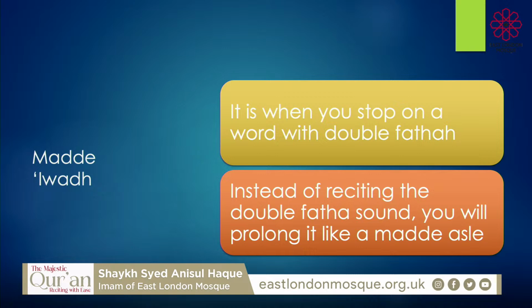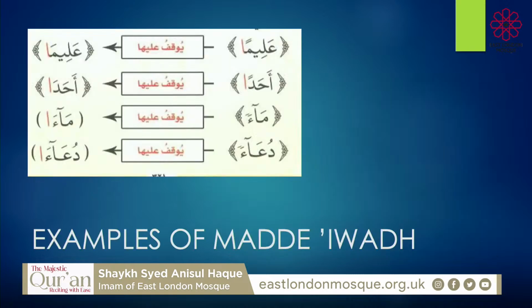وَالْعَادِيَاتِ ضَبَحًا. If you were to continue, you'll see that there's the double fatha there. ضَبَحًا, and then you carry on. But this double fatha, when you stop on it, is going to be changed into a short mad of 2 counts. This is called madde عوض. Okay? طيب. We got examples. إِنَّ اللَّهَ كَانَ عَلِيمًا حَكِيمًا أَحَدًا.